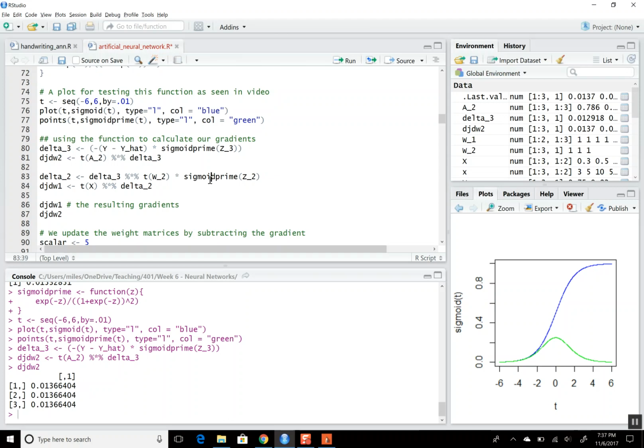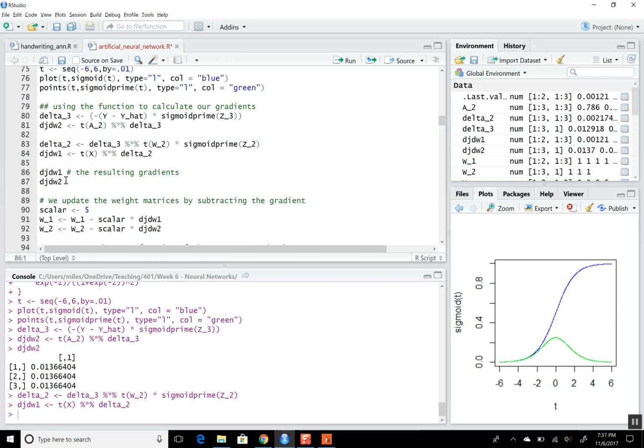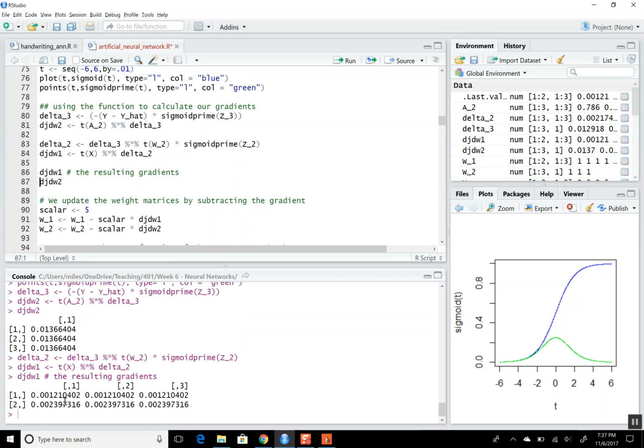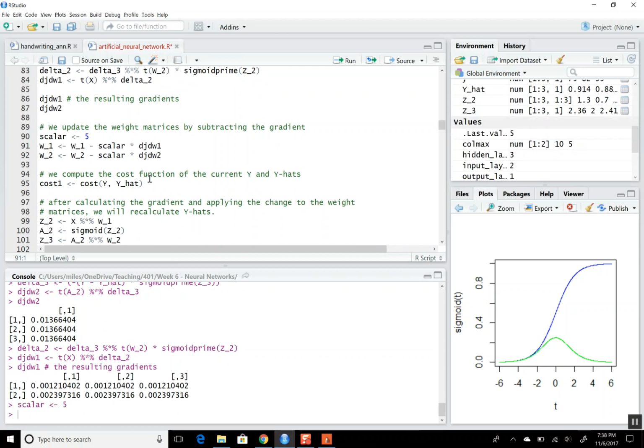Then if I continue on to calculate the gradient with respect to the first weight matrix, I get this. Here I have a 2×3 matrix for the gradient of the first weight matrix and a 3×1 matrix for the gradient with respect to the second weight matrix, which is exactly what I want. We will update the weight matrices by subtracting the gradient multiplied by some scalar. I was just fiddling around, and I chose the scalar to be 5, so I will update my weight matrices.